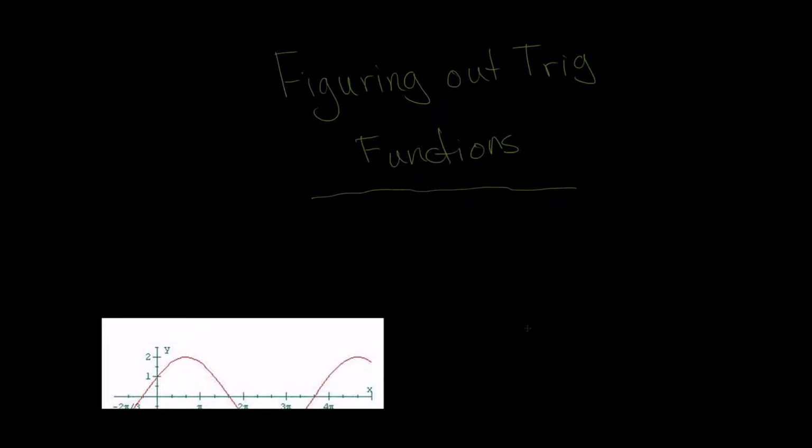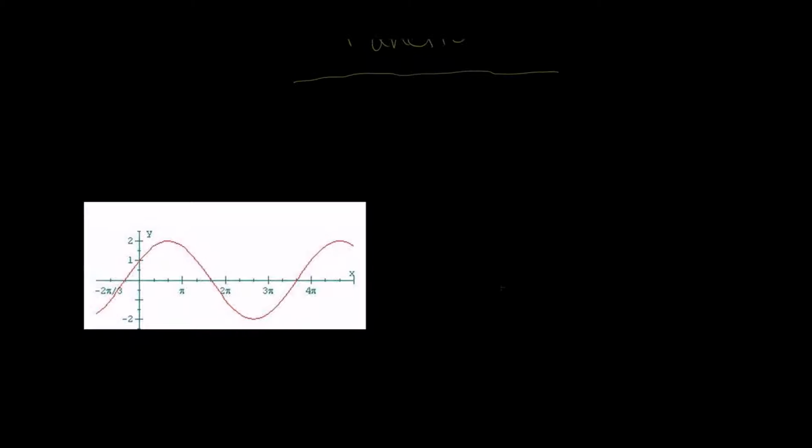In this video, we're going to work on a few examples of figuring out trig functions based on given graphs. Now, in the previous video, we were given a function and we had to graph that function. But now we're going to have to work backwards using things like amplitude, cycle, period, horizontal and vertical shift in order to figure out what the function is based on the graph. So let's jump right into it.